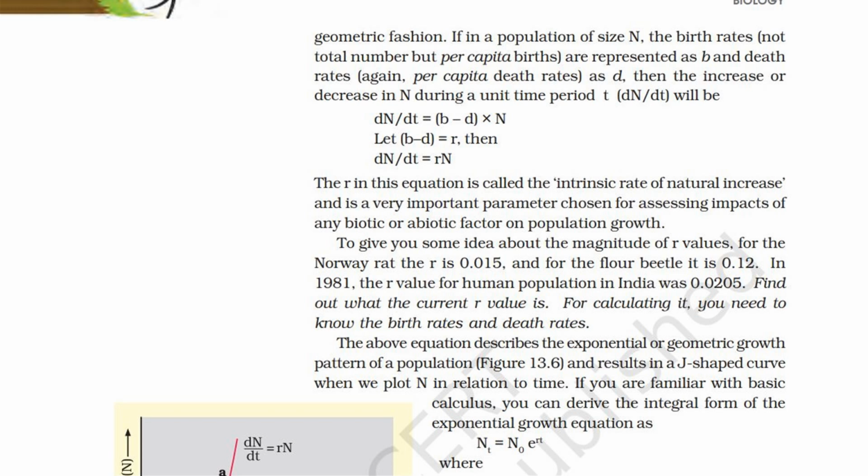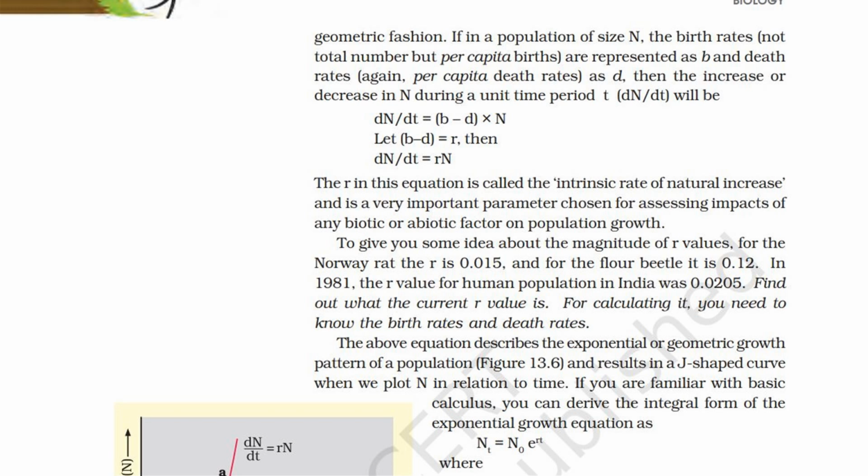To give you some idea about the magnitude of r values, for the Norway rat the r is 0.015 and for the flour beetle it is 0.12. In 1981, the r value for the human population in India was 0.0205. Find out what the current r value is. For calculating it, you need to know the birth rates and death rates. The above equation describes the exponential or geometric growth pattern of a population and results in a J-shaped curve when we plot N in relation to time.